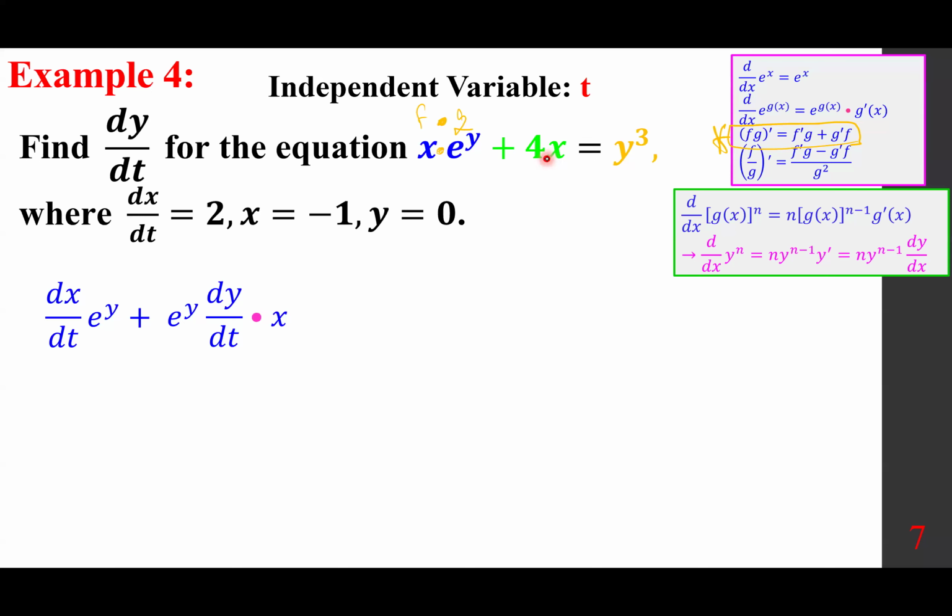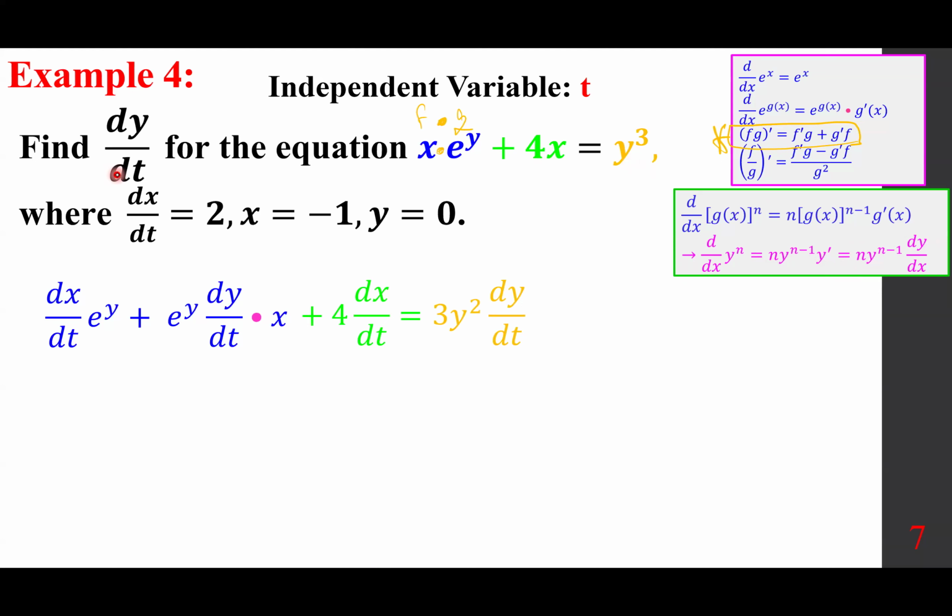Then 4 times x gives 4 dx/dt. For y cubed, let's go back here: it is n y to the power of n minus 1 y prime, or n y to the power of n minus 1 dy/dx. So it's 3y squared, not dy/dx, but dy/dt.